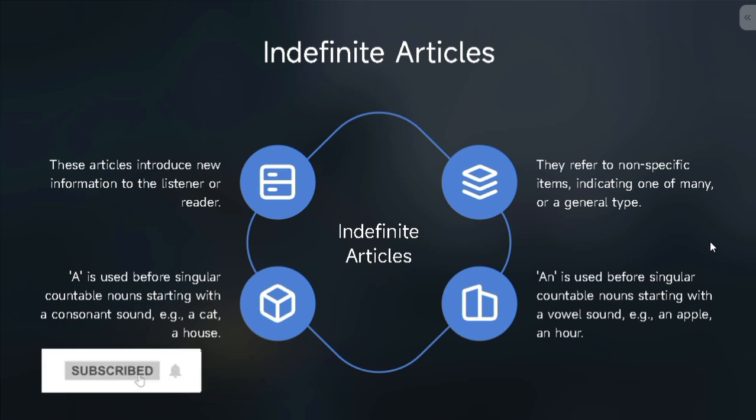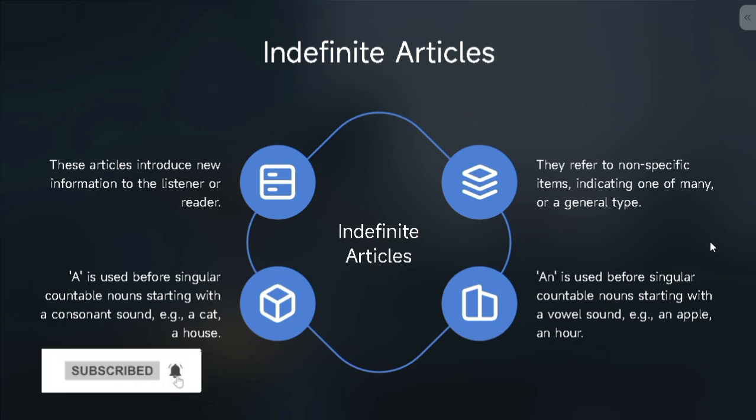As the word says, indefinite is very vague, like when we don't know anything particular, so we use this kind of article. These articles basically introduce new information, but not in a very specific manner. A is used before singular countable nouns with a consonant sound, like a cat, a house, and they refer to non-specific items, indicating one of many or a general type.